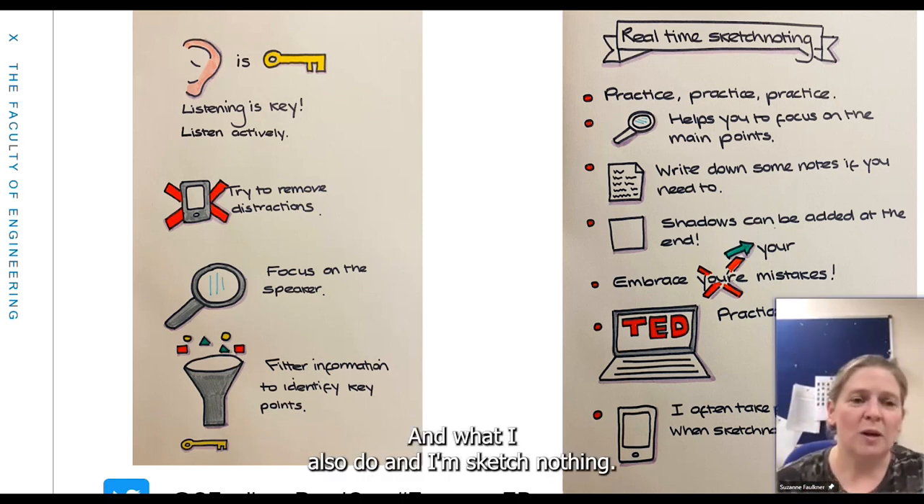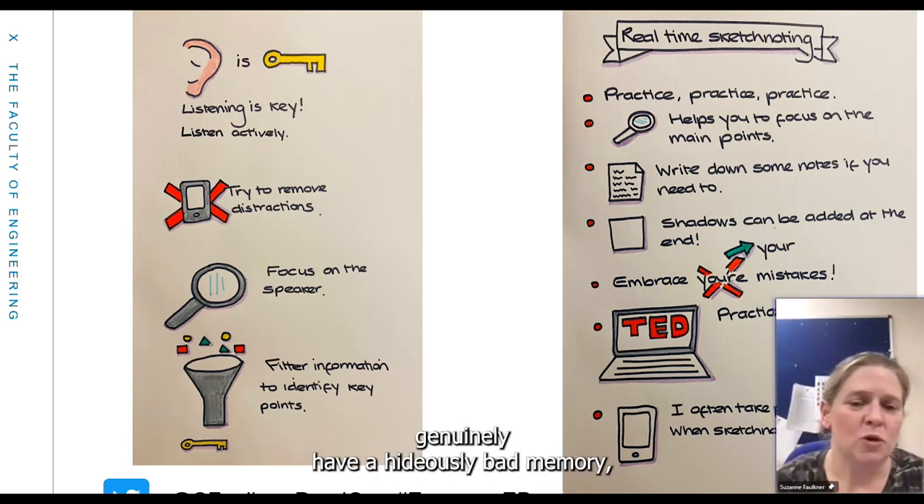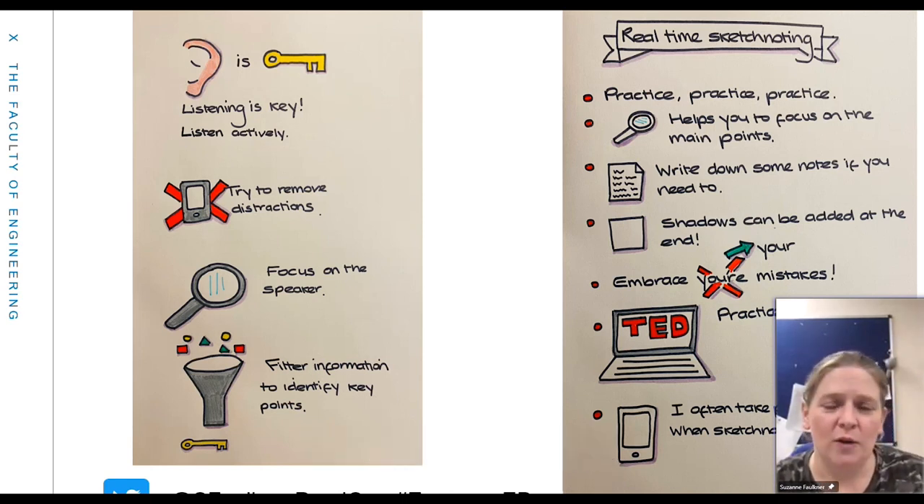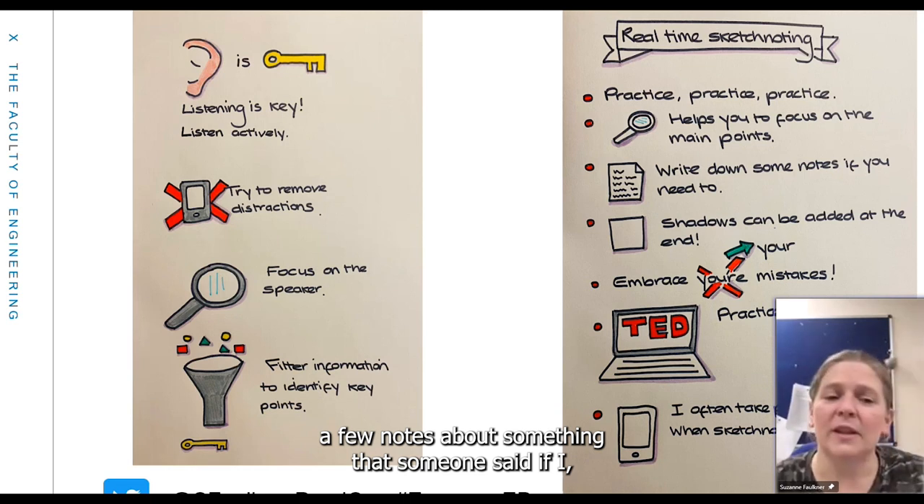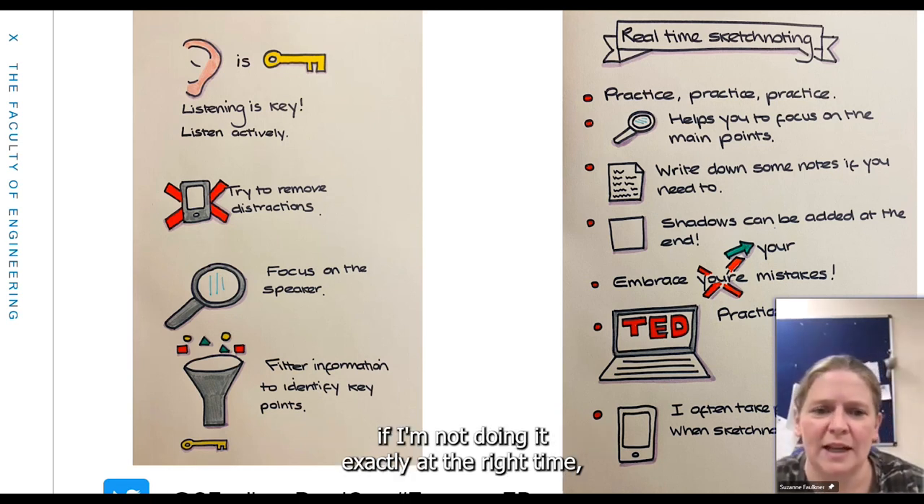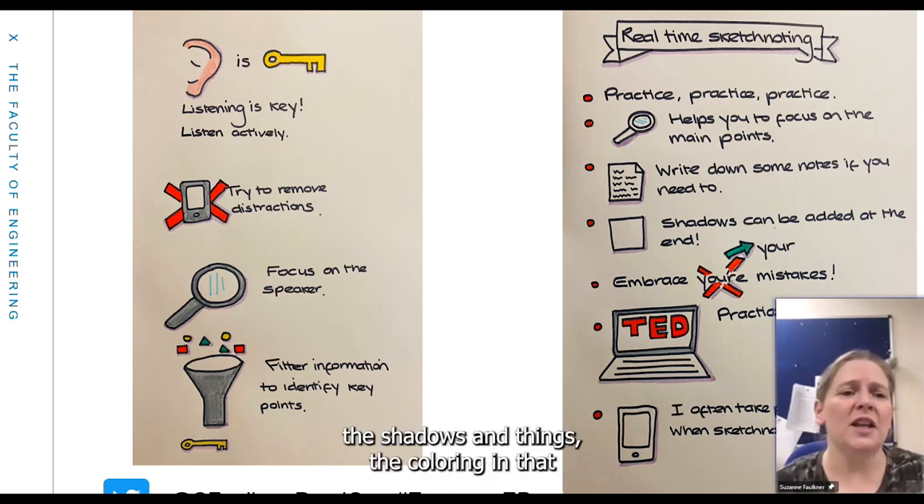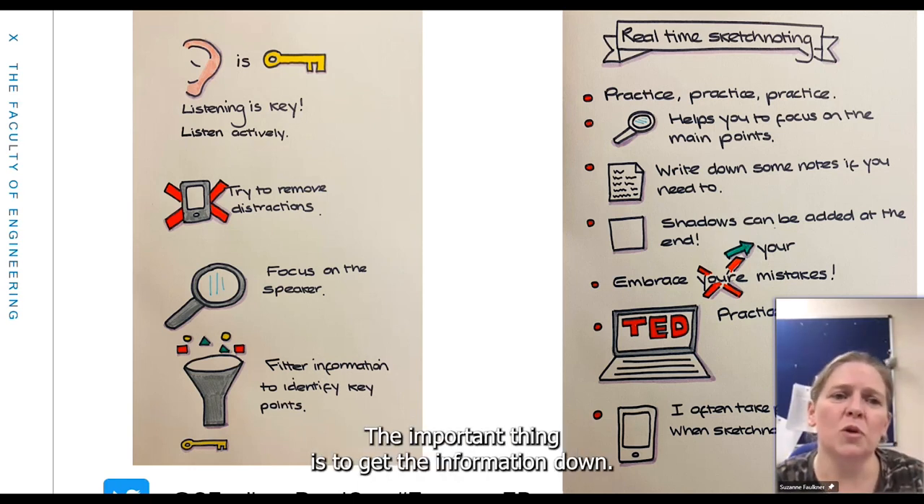And what I also do when I'm sketchnoting, I really do genuinely have a hideously bad memory. So I always have a notepad next to me where I just sketch down a few notes about something that someone said if I'm not doing it exactly at the right time. The shadows and things, the colouring in, that can all be added at the end. The important thing is to get the information down.